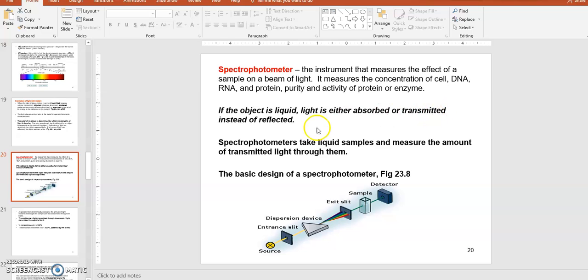That's it. It's not going to be reflected. Okay, so there are only two possibilities. So a spectrophotometer takes liquid samples and measures the amount of light that's transmitted through the liquid sample. That's what it's measuring.